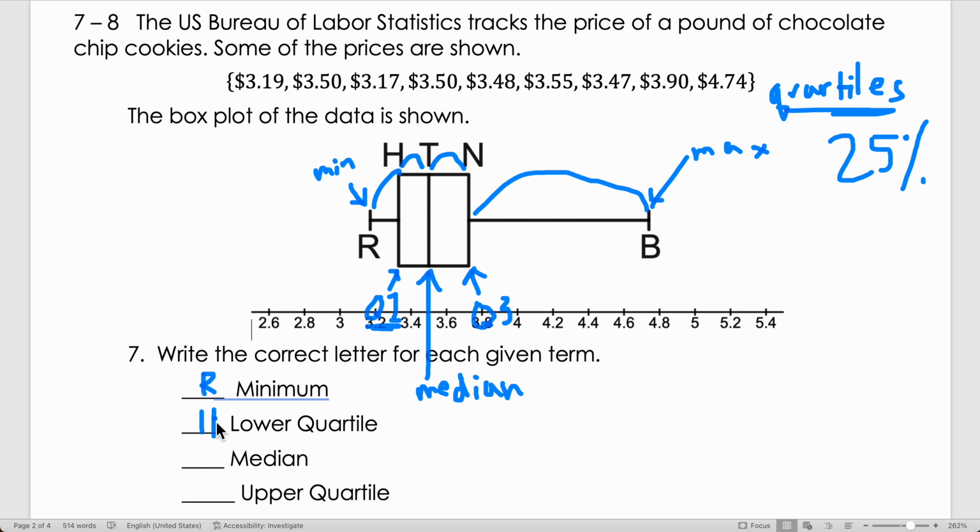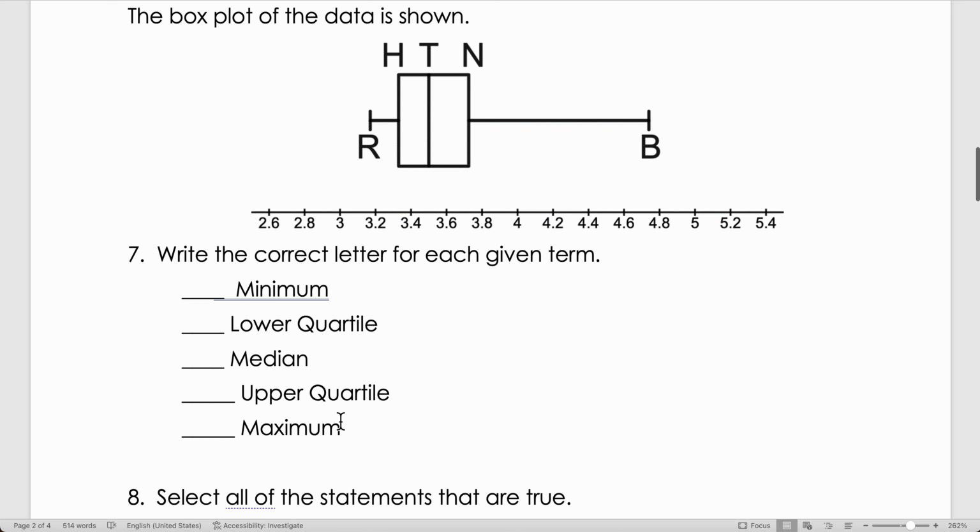The median is going to be right in the middle there. It doesn't always lie right in the middle of the box. Like this one's a little bit to the left. That's totally fine. The upper quartile is going to be Q3. That's N. And then you can't see max down there. I'll scroll down in a second. The max is B, of course. All right, I'm going to keep on moving.